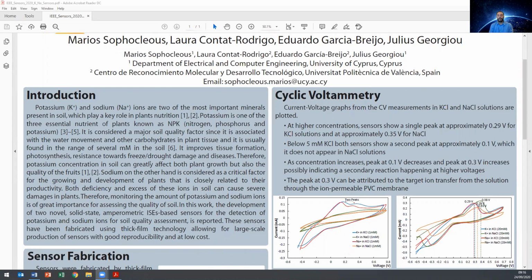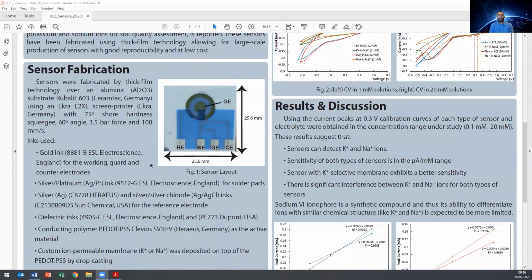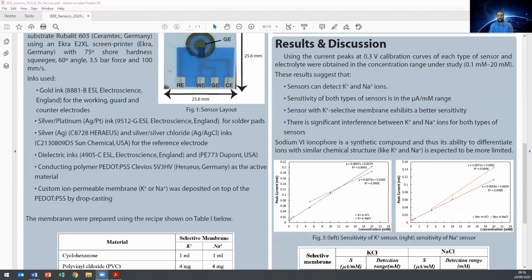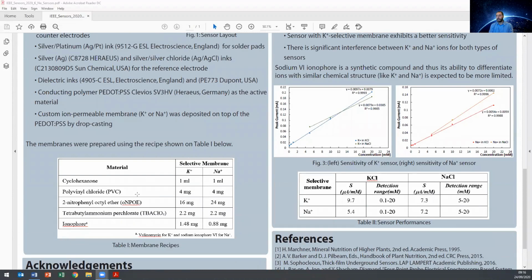quality assessment. The sensors, as we can see here, are less than 650 millimeters squared in size and are fabricated using thick film technology. The geometry is based on the classic Clark cell, having gold working, counter and guard electrodes. A silver-silver chloride electrode is printed as a reference electrode. A PEDOT:PSS layer was printed on top of the cell, and ion permeable membranes for potassium and sodium ions were drop-casted above it. You can see here in Table 1 all the recipes for the membranes.